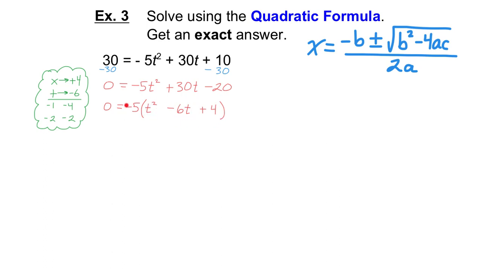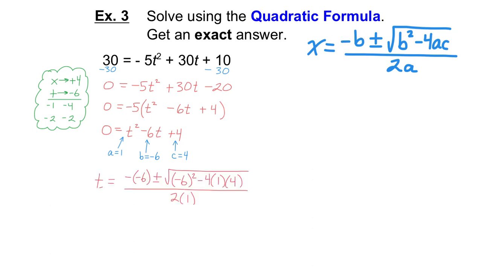Because, look at this, negative 5 multiplied by this equals 0. Well, I know negative 5 is not 0, so that means this must equal 0. So essentially, t squared minus 6t plus 4 equals 0. So the answer to this is the same as the answer to this. This one has nicer numbers, so I'm going to use that. So my a value is 1, b is negative 6, and c is 4. And I'm going to plug these numbers into the quadratic formula.